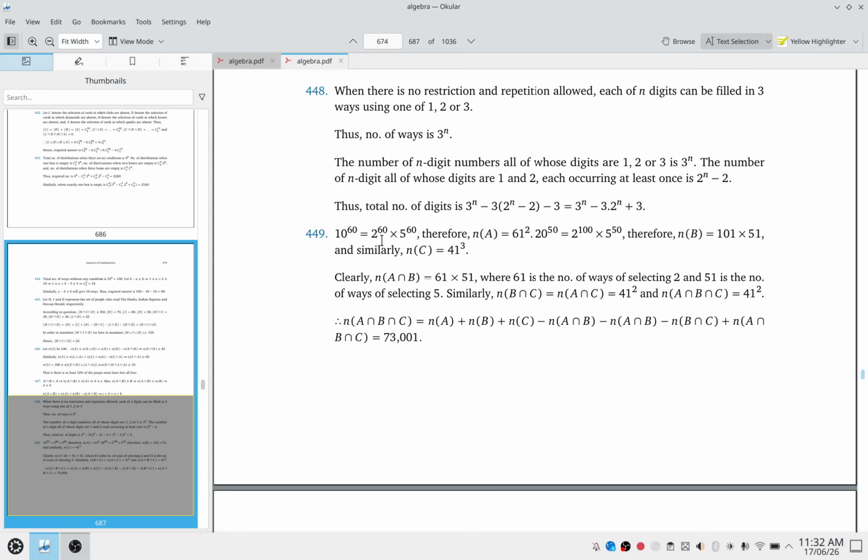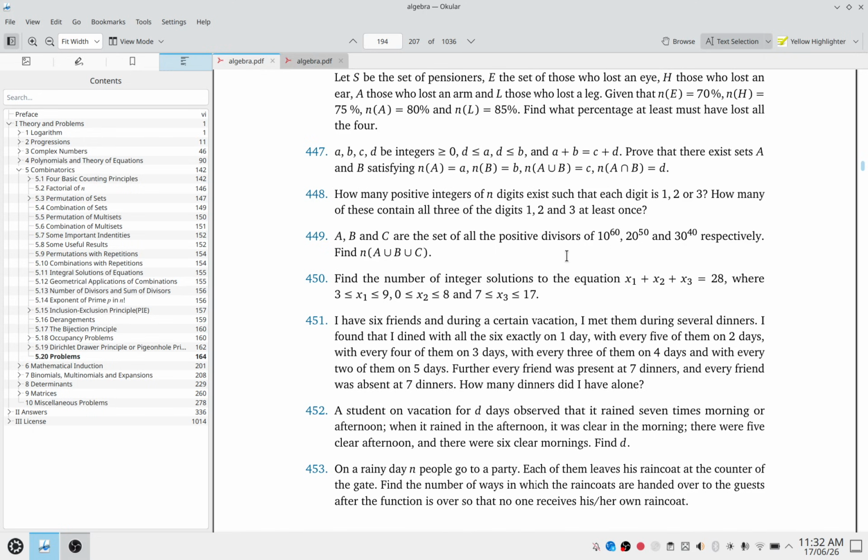So 10 to the power 60 is equal to 2 raised to the power 16 multiplied by 5 raised to the power 60. Therefore, n of A is equal to 61 squared. 20 to the power 50 is equal to 2 to the power 100 multiplied by 5 to the power 50. Therefore, n of B is equal to 101 times 51, and there seems to be something wrong with this. The solution is a bit odd.